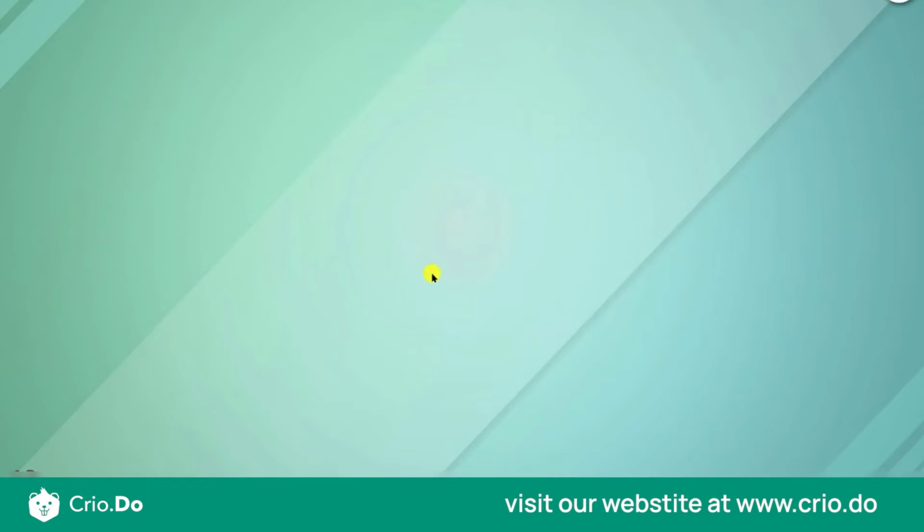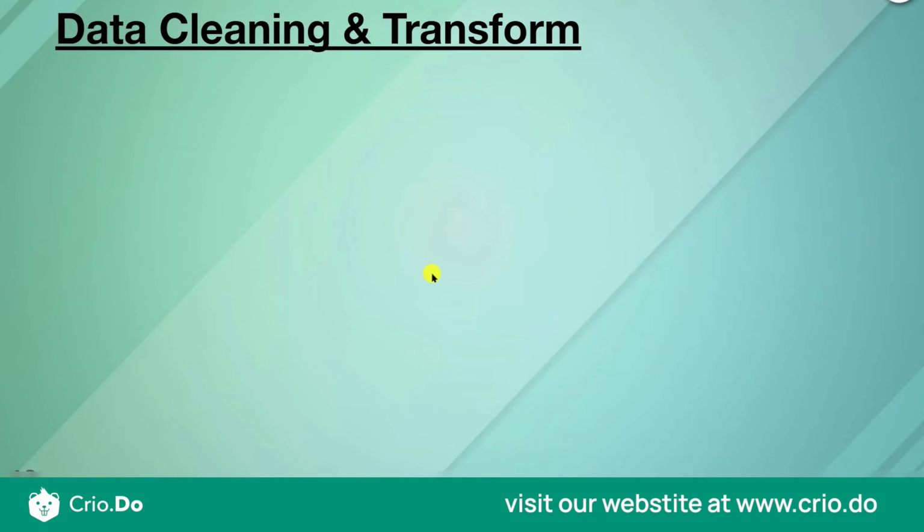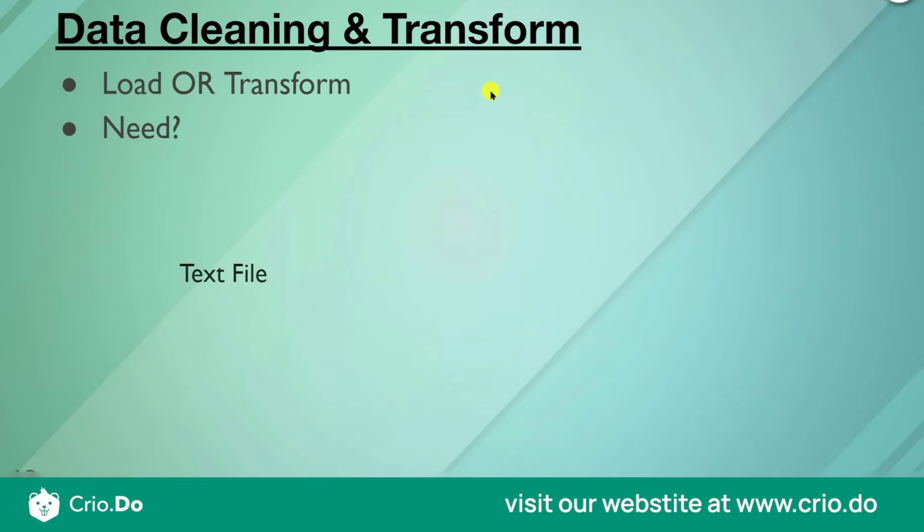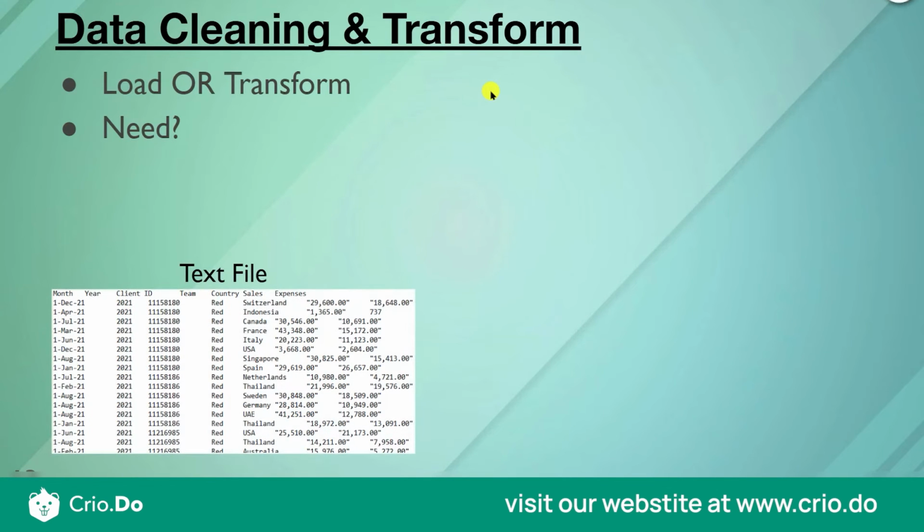After completing the load, what do we have next? Once you have the data, you can actually clean the data, and that cleaning comes with the transformation, load or transform. So what is the need? I have this text file, just see in this example, this is my text file.